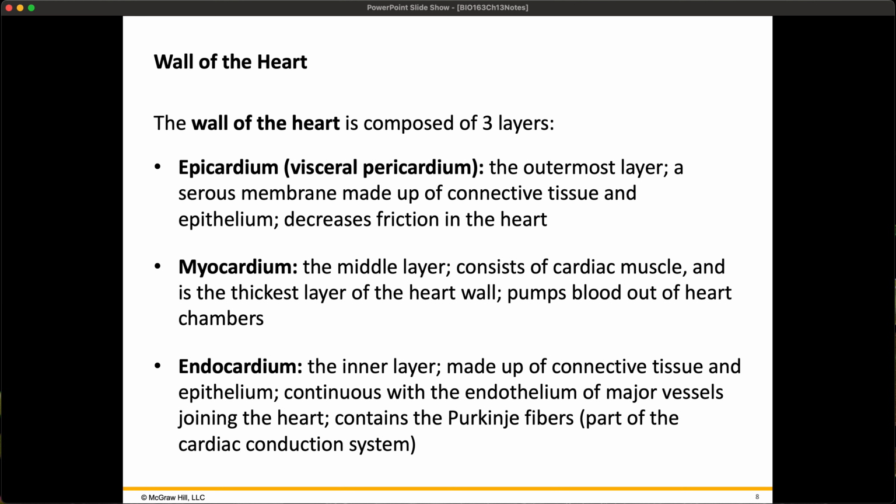The endocardium, so endo, inside, also has what's called the Purkinje fibers, and we'll learn about the cardiac conduction system later in this lecture. But the Purkinje fibers are just a network of neurons that extend into the heart muscle to allow it to contract and relax at the right moments and pacing.